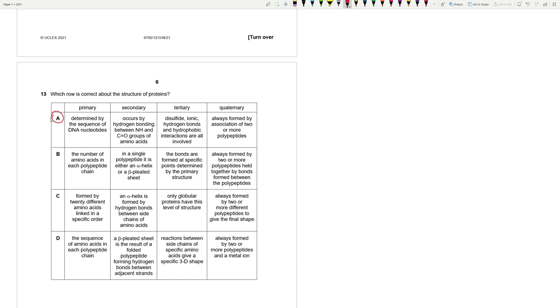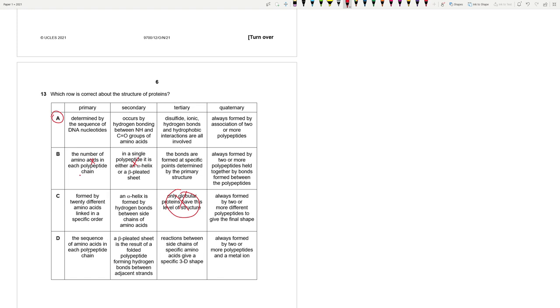The number of amino acids. It's not the number, it's actually the sequence. Which one comes after the other one? In a single polypeptide, it is either an alpha or beta. This is also wrong because both can be present at the same time. The others look okay. Only globular proteins have this structure. Wrong. Fibrous proteins have that as well.